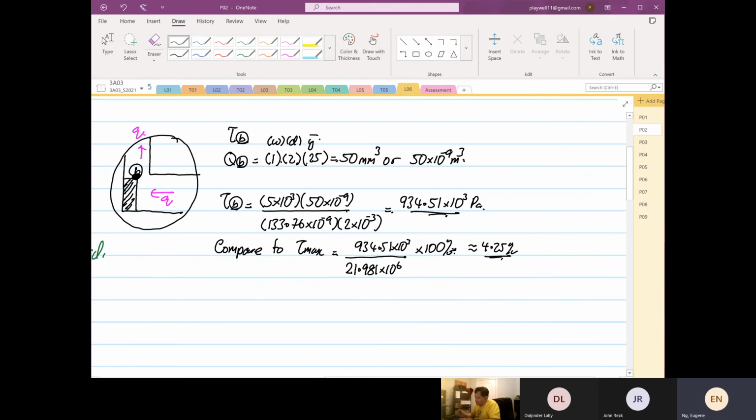Okay, so what I'm trying to say is it's very small. So it's 4.25%. So it's very, very small. So you can assume that the shear stress at point B is close to what? 0. Okay, it is very insignificant. Some calculations immediately say that it's 0. It has some value, but it's relatively small.